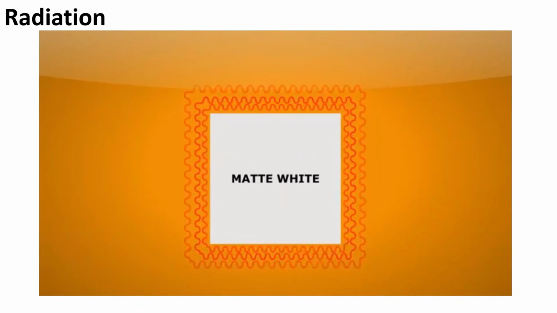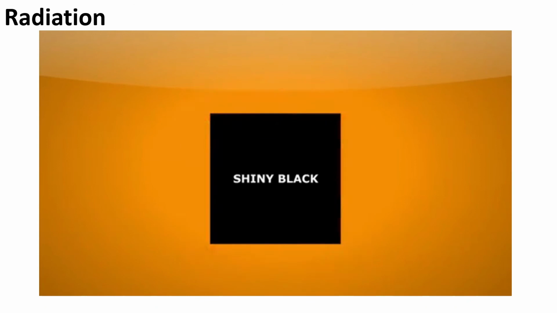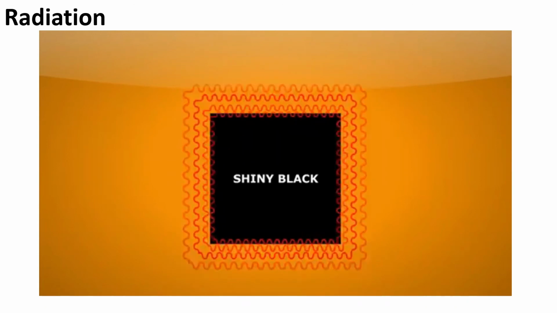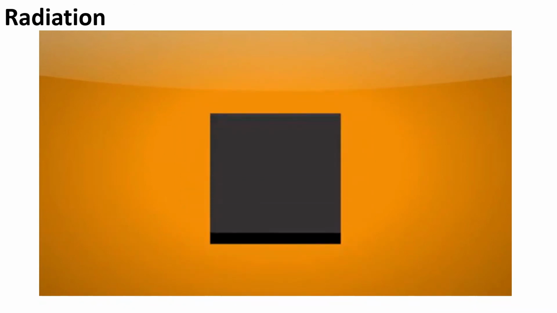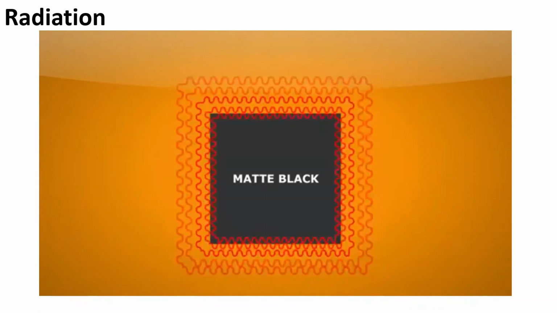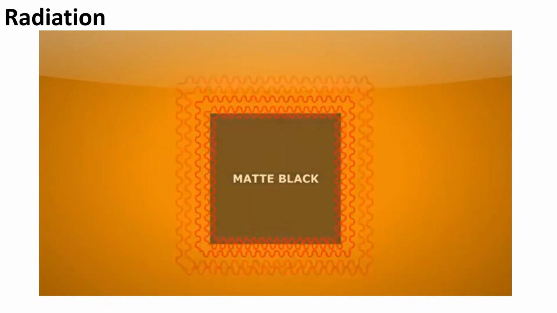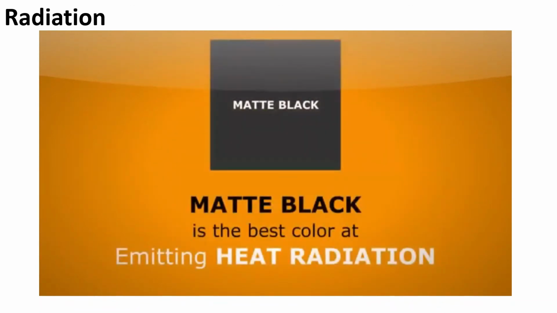Let's go round to the shiny black side, and we see all of a sudden that is emitting a fair bit of heat now. But now if we turn around again and we see the matte black side, we can see that is going like crazy. That is emitting loads of heat radiation. We can see from this that matte black is the best colour at emitting heat radiation.